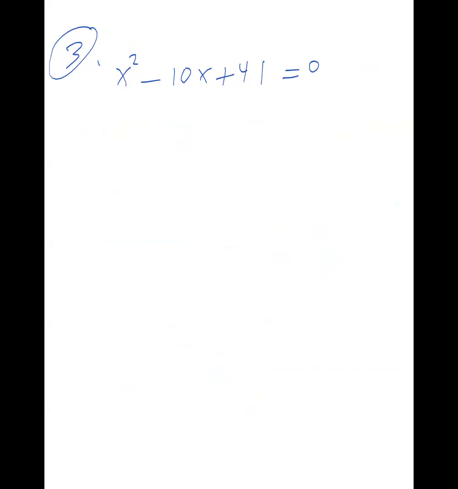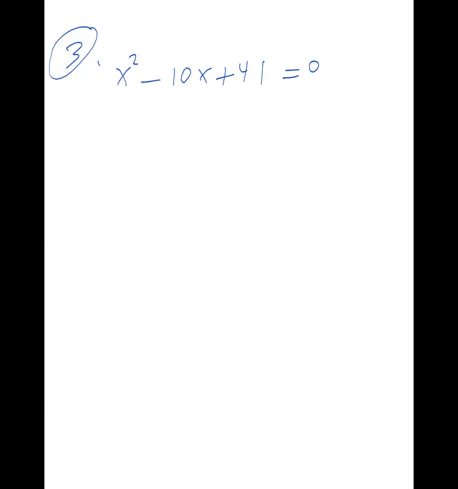Ordinary integers, I meant. Can I factor this with ordinary integers, like 1 and 2 and 3 and 4? No, because I don't think there are any integers that multiply to equal 41 except for 1 and 41. But even if you add or subtract them, you can't get negative 10. So factoring this with ordinary whole numbers is not possible. It is possible to factor it with non-real numbers, but not with regular real numbers. So we have to use the quadratic formula.